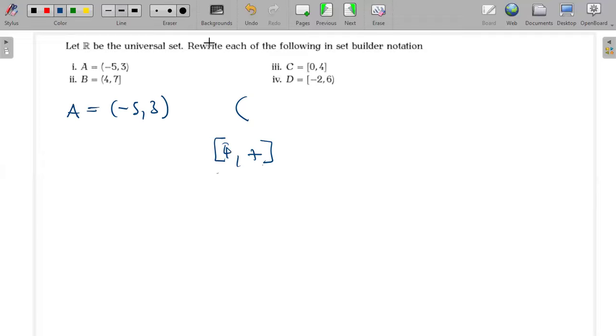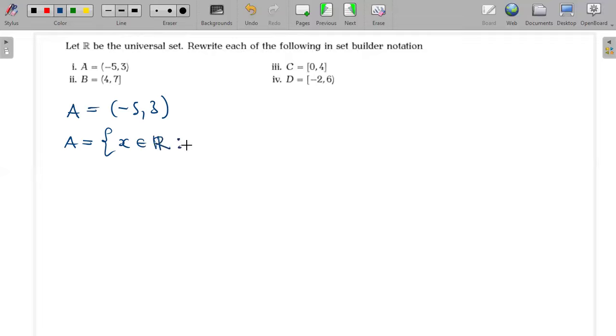Hence we just resort to using these intervals to represent those numbers here. Now, let us go on and write them in set builder notation. So A is going to be equal to the set of x such that x is, they've told us the universal set here is the real numbers. So everywhere we're getting our numbers from is the real numbers. So x is a member of the real numbers.